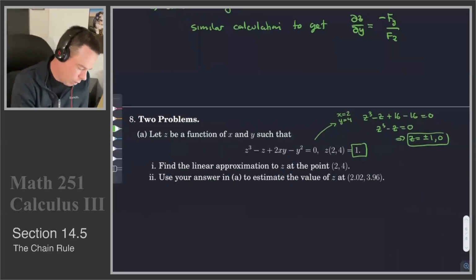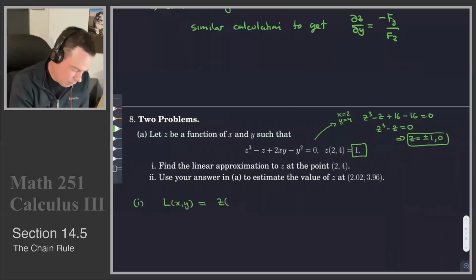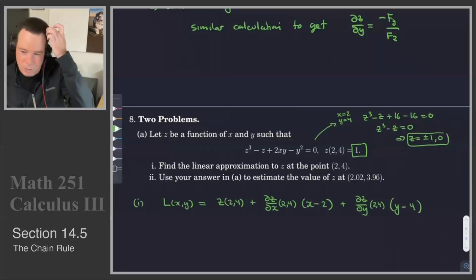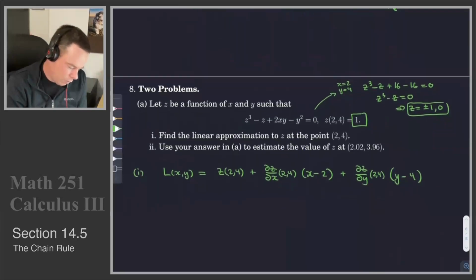We'd like to find the linear approximation. So this is what we're interested in doing. We want to know what is L of x, y. Well, L of x, y, the linear approximation, is the z value of the point that we're at, plus the partial derivative of z with respect to x at the point that we're at, times x minus the x coordinate of the point that we're at, plus dz/dy at the point we're at, times y minus the y coordinate of the point we're at. So that's our form of the linear approximation, which we've been using all along for the last few lectures.